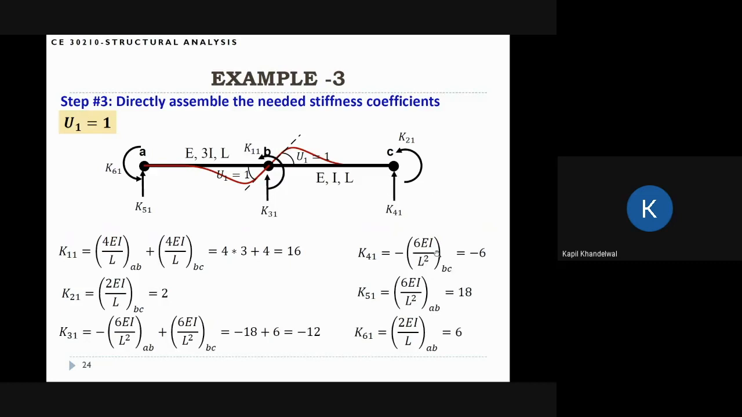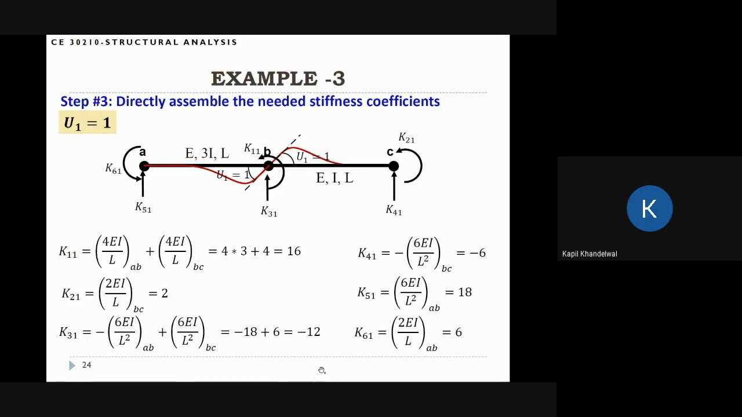K41 is the vertical force here. This is actually minus 6EI by L squared for BC, so this is just minus 6. And K51 is the vertical force here. It's 6EI by L squared for AB, so it's just 18. And K61 is 2EI by L for AB, but I is actually 3I, so 3 times 2 gives you 6. And this is how we are getting these stiffness coefficients.